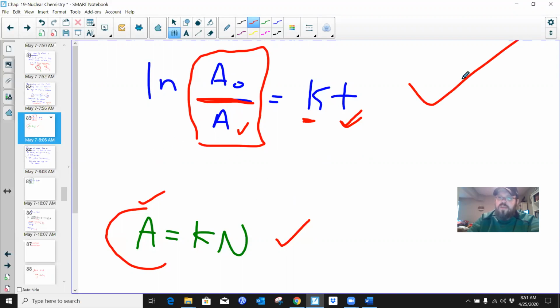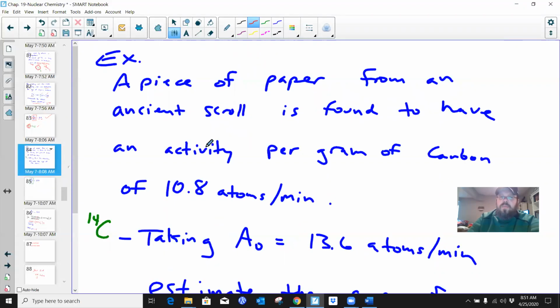So this is the equation we're primarily using, but it comes from activity and this idea of rate of decay and the activity equation that we worked on yesterday, right? So this is an example problem, and I'm just going to tell you flat out, it's an example problem out of chapter 19 in your book.